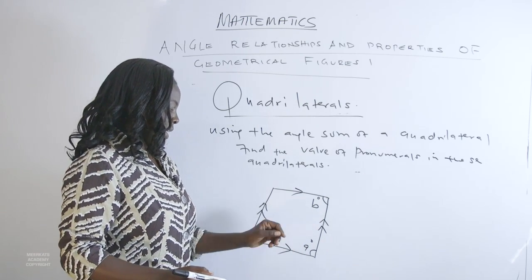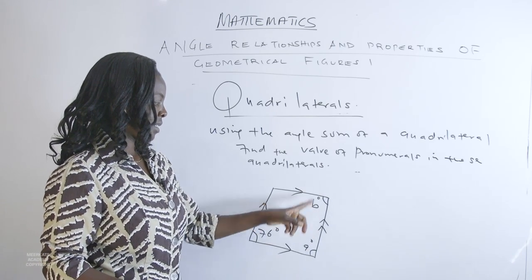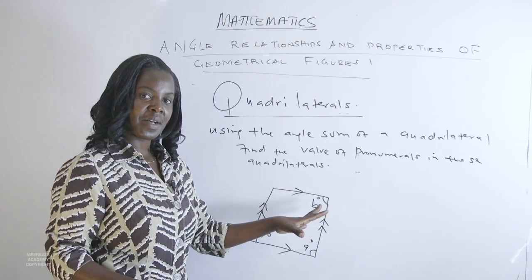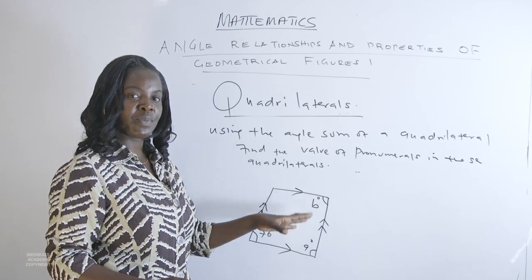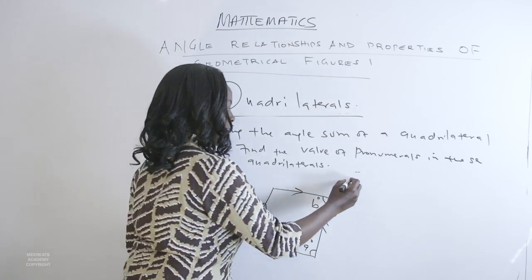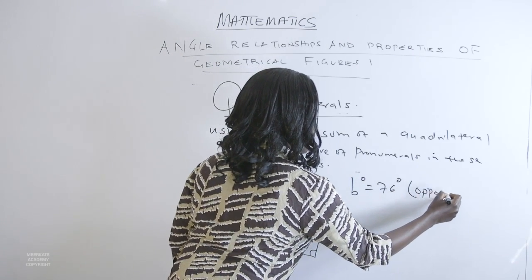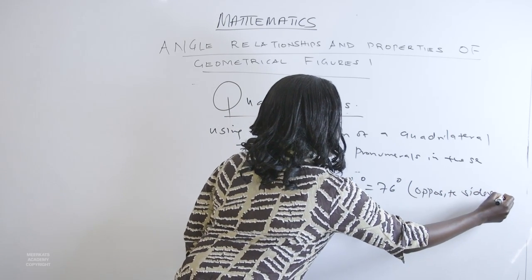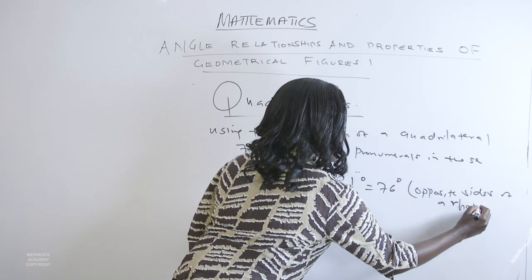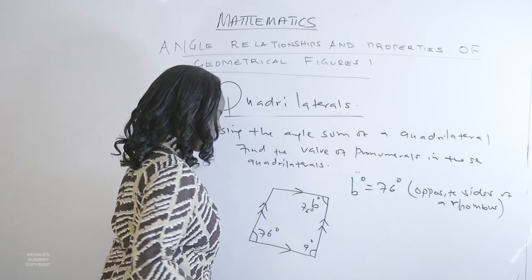So again, let us find B and A. This is a rhombus, meaning opposite sides are parallel. We said for a rhombus and for a parallelogram, opposite angles are equal. So B again is equal to 76. So we have 76 degrees here.